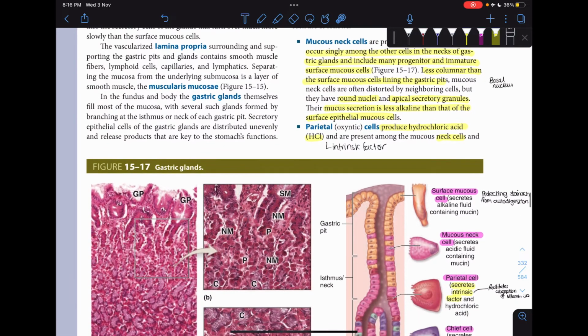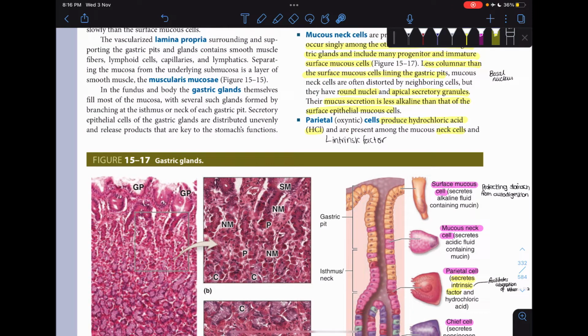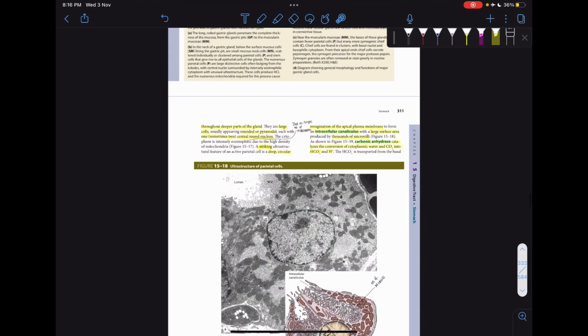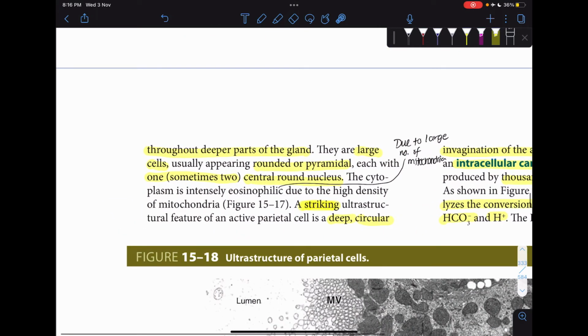هلا رح نتكلم عن parietal cells or the oxyntic cells. And the parietal cells, مثل ما حكيت هلا, their main function is to produce hydrochloric acid. It also produces the intrinsic factor, which facilitates the absorption of vitamin B12, and they are present among the mucous neck cells and throughout the deeper parts of the gland.